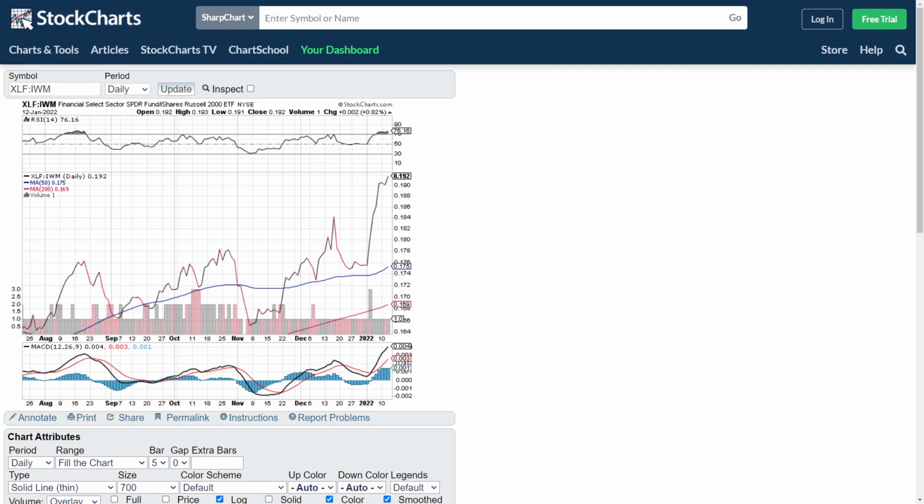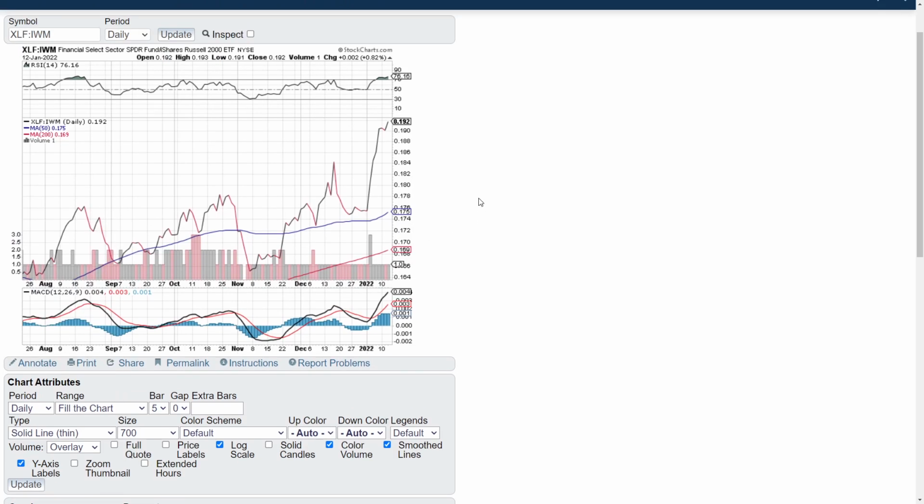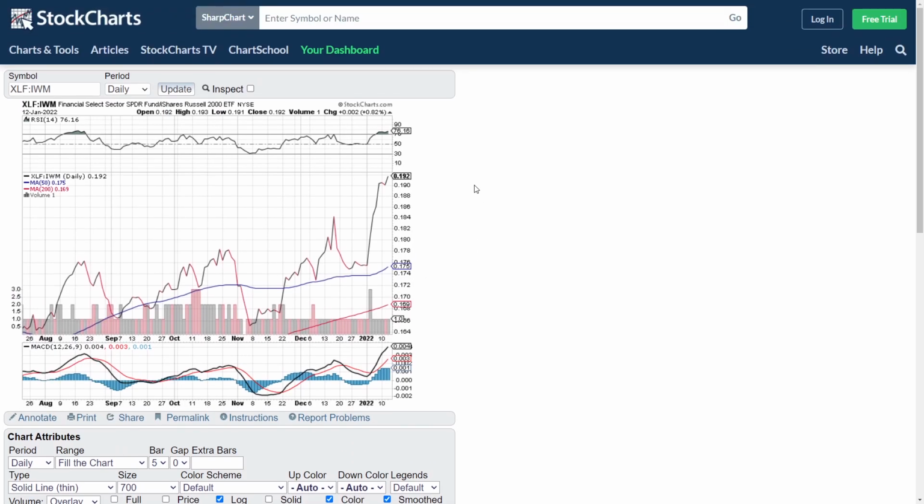So the best way to do that, in my opinion, is to look at the compare function, which is offered by StockCharts for free. You can just go to stockcharts.com, type in the two tickers that you want to compare, separate them by a colon, and I like to change this to a solid line chart instead of a candlestick chart whenever I compare two assets, because we're looking for relative strength.